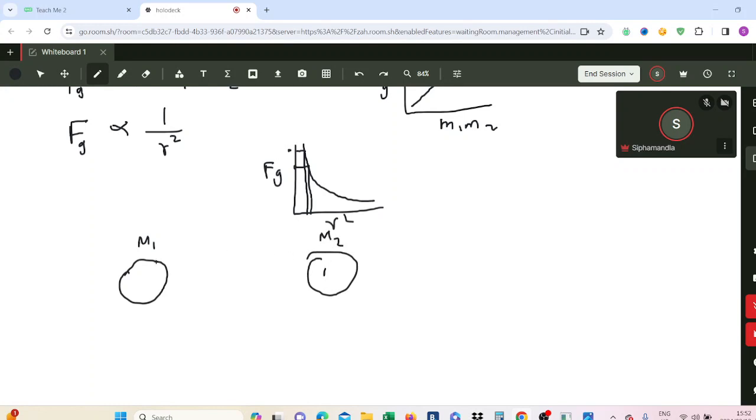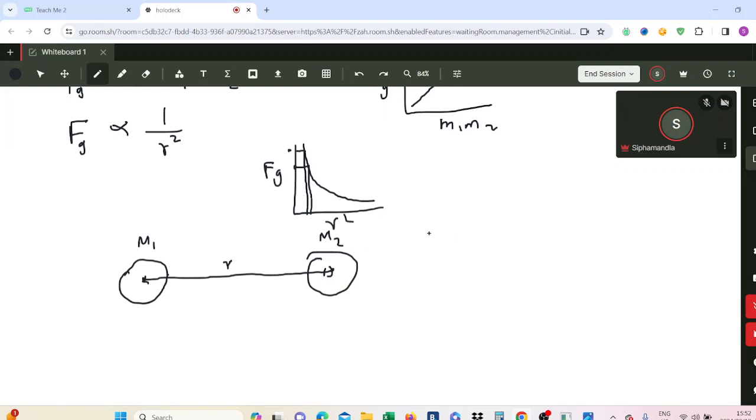Now the distance I am talking about is not the distance from surface to surface. I will not use that distance when doing the calculations. The distance that I want is between their centers. So from the center of this mass to the center of the other mass, that distance is r, which is what I want.